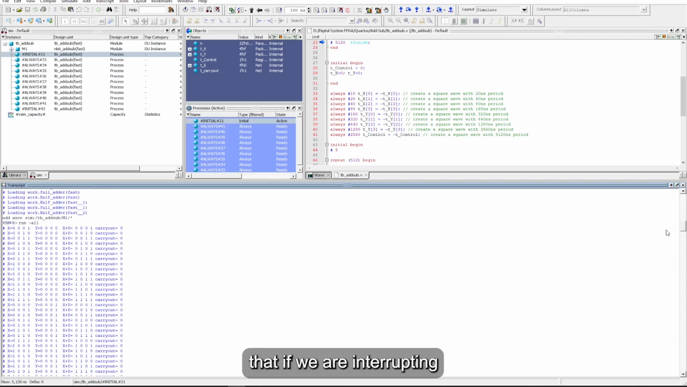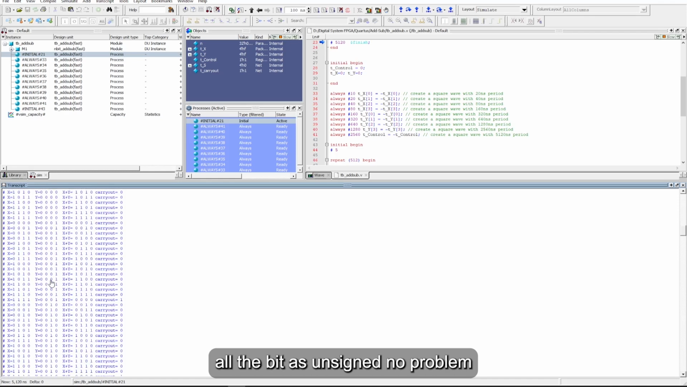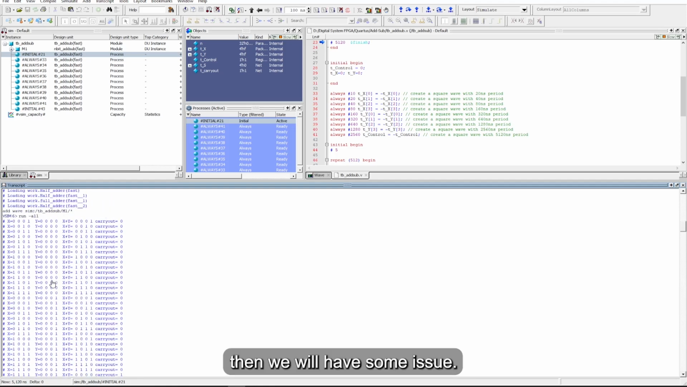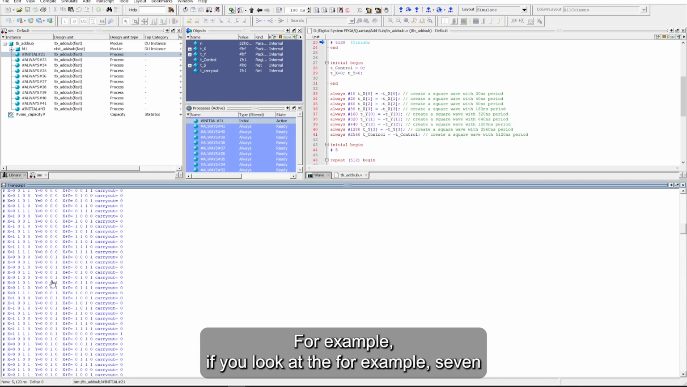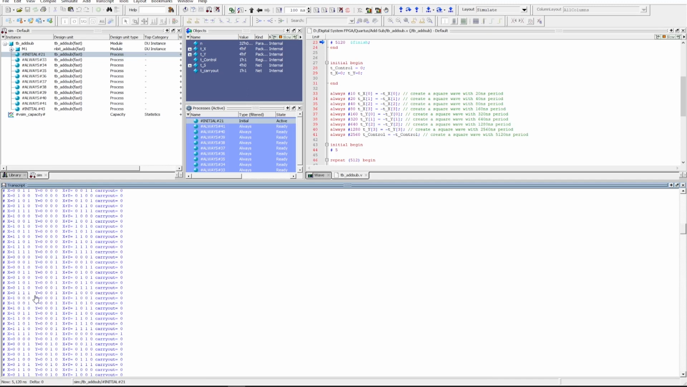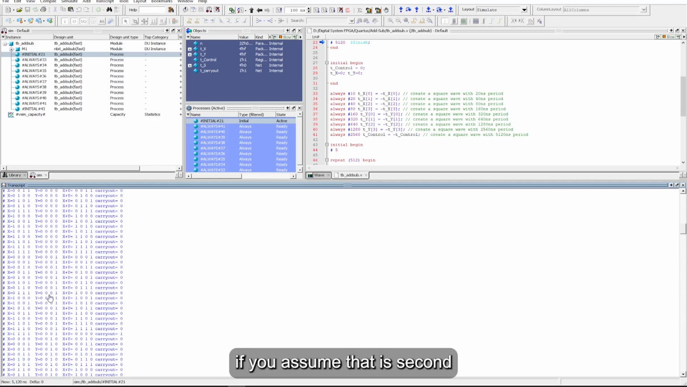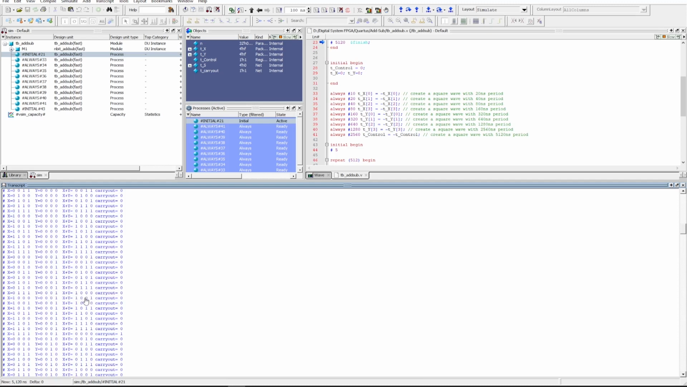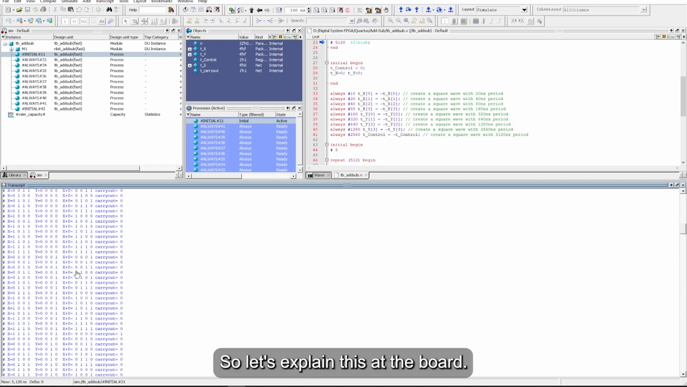that if we are interpreting all the bits as unsigned, no problem. But if we assume that we are using two's complement, then we'll have some issue here. For example, if you look at 7 plus 1, if you assume that is two's complement, it is not minus 1. So this is wrong. So let's explain this at the board.